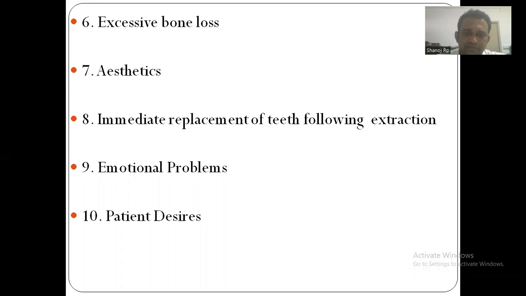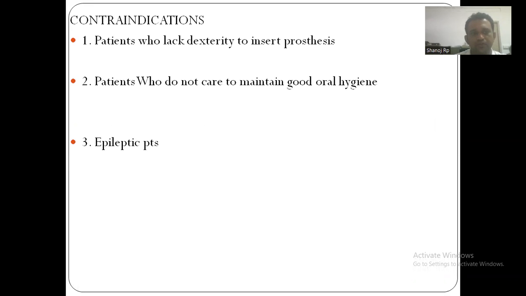Immediate replacement of teeth following extraction. The ninth one is emotional problem patients. And the last one is patient desires. What are the contraindications? The contraindications are patients who lack the dexterity to insert and remove the prosthesis, patients who do not care to maintain good oral hygiene, and then epileptic patients.